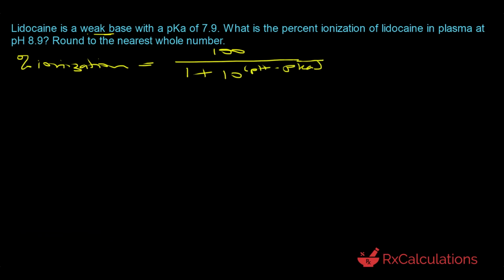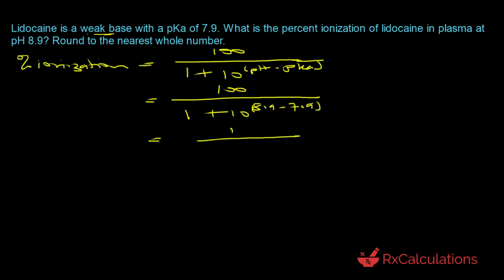Then we substitute in the values. You're going to have 100 divided by 1 plus 10 to the power 8.9 minus 7.9, which is equal to 100 over 1 plus 10 to the power 1, which is 10. And so you end up having 100 over 11. That's approximately 9. It's actually 9.09, but the question says round to the nearest whole number, so it's going to be 9%.